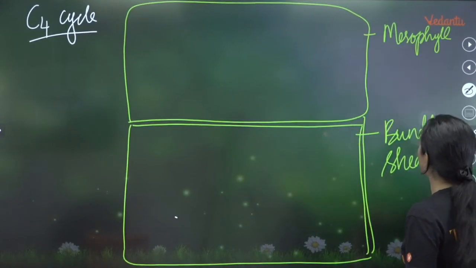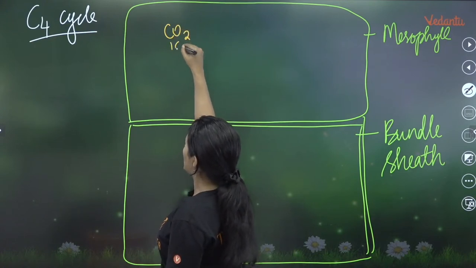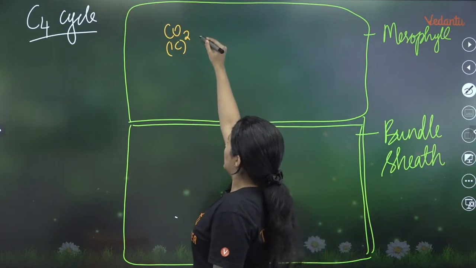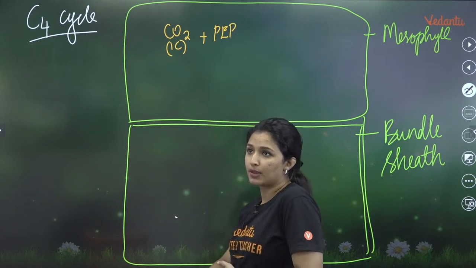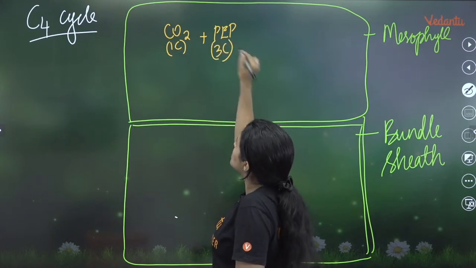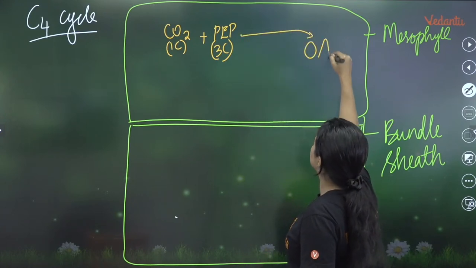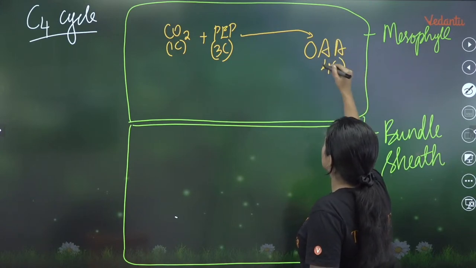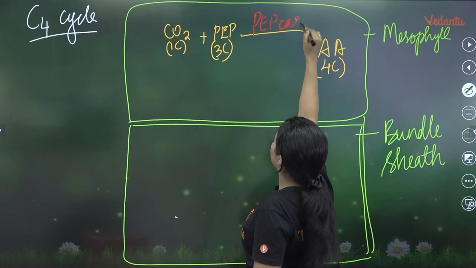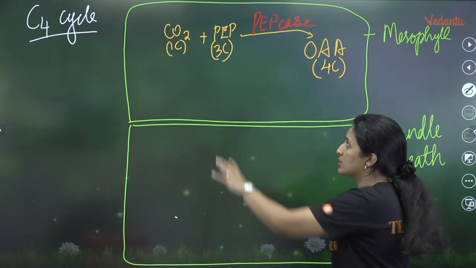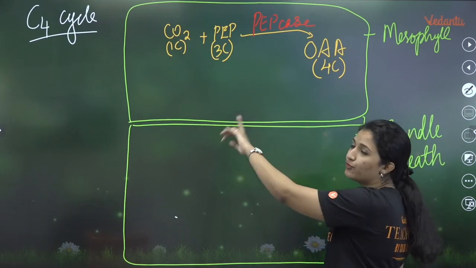We're going to start with carbon dioxide, which is a one-carbon compound, plus phosphoenol pyruvate, our carbon acceptor molecule, which is a 3-carbon compound. We convert it into oxaloacetic acid, a 4-carbon compound. The enzyme utilized here is PEP carboxylase, the PEPcase enzyme. So this is the first reaction. The first stable product is oxaloacetic acid. It has four carbons, that's why it's called a C4 cycle.